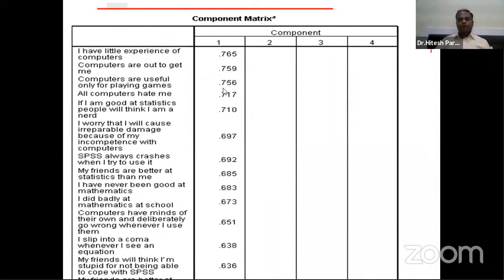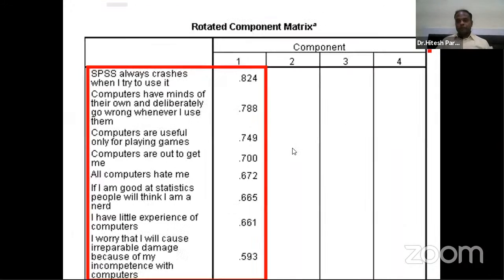Now, in the unrotated one, you can observe that the majority of the variables are loaded on only the first factor. But the rotated one is better compared to the unrotated, because a fair amount of representation for variables is present. So for interpretation purposes, we will take the rotated component matrix. These are the variables that are representing our factor number 1.